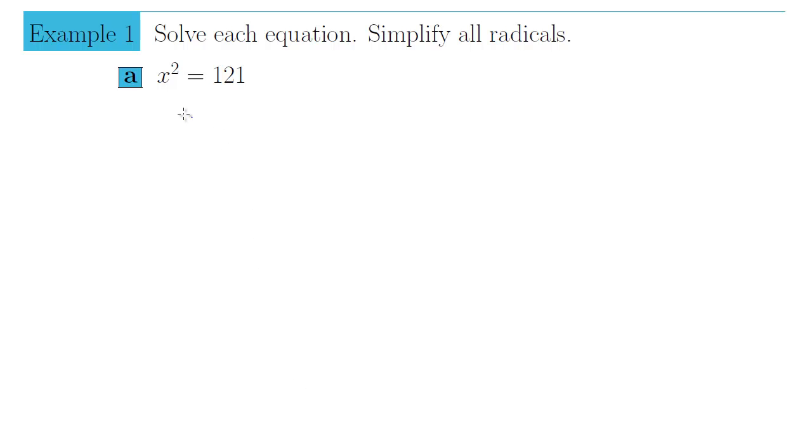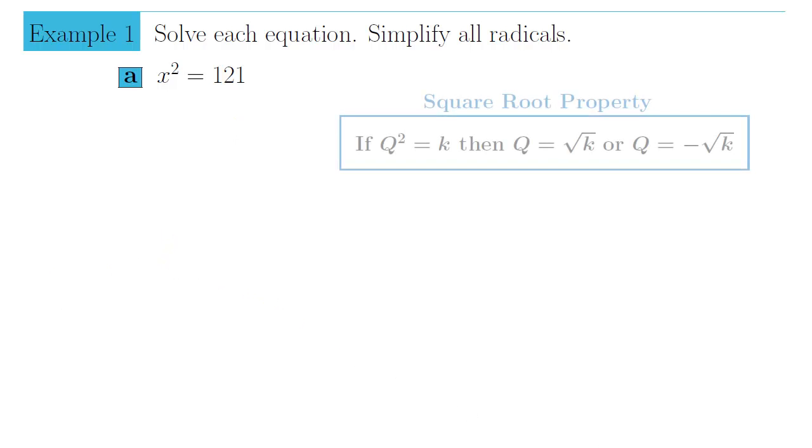We begin by observing our quadratic equation is of the correct form. Quantity squared equals some positive value. Because it's of the correct form, we simply apply the square root property directly.